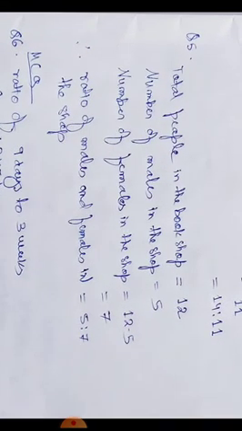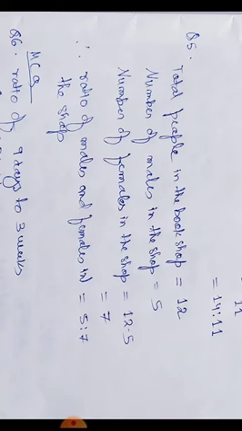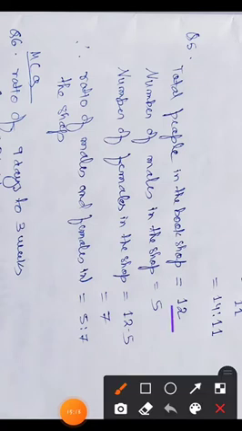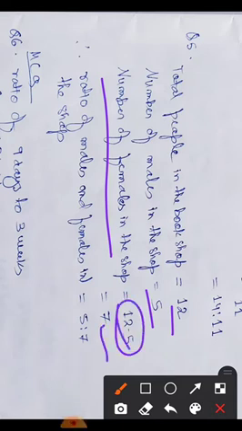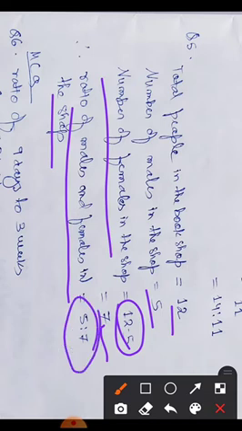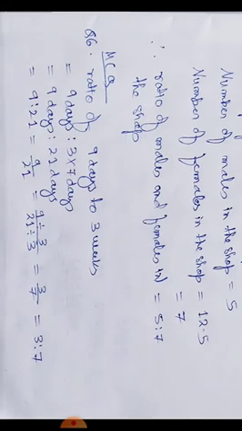So I have written total people in the bookshop is 12. Total people in the bookshop is how many? 12. So write down. Then number of males in the shop 5. Number of females in the shop will be 12 minus 5 will give you 7. Therefore the ratio of males and females in the shop is 5:7. Okay, because we cannot further divide 5 and 7. Both of them are prime numbers, we cannot divide them. Let us see question number 6.